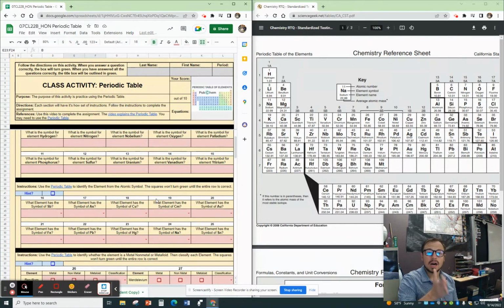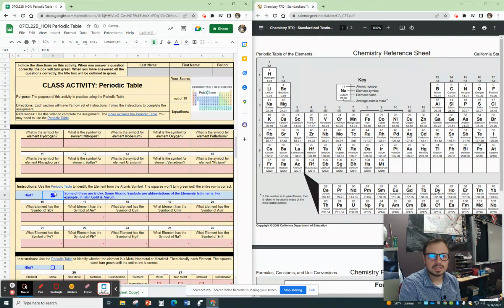So now we're going the other direction. Use the periodic table to identify the element from the atomic symbol. The squares won't turn green until the entire row is correct. Let's take a look at a hint, because this one can be tricky. Some of these are tricky. Some atomic symbols are abbreviations of the element's Latin name. For example, in Latin, gold is aurum.